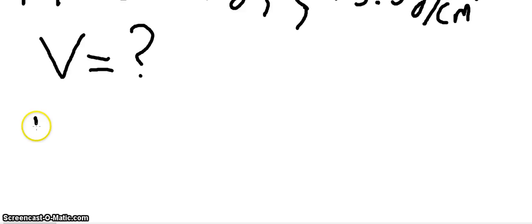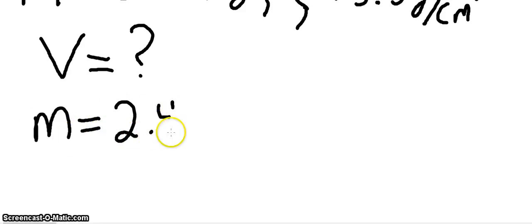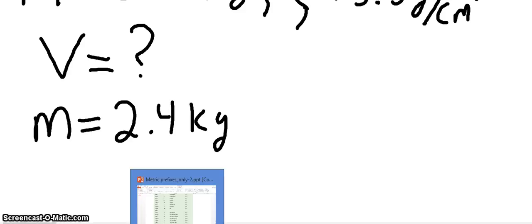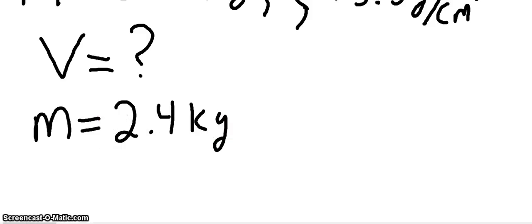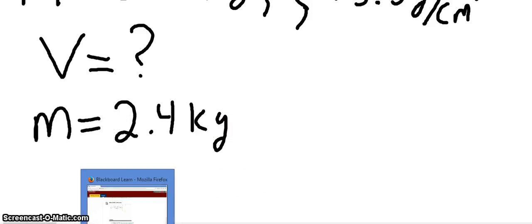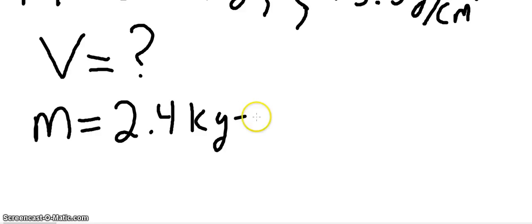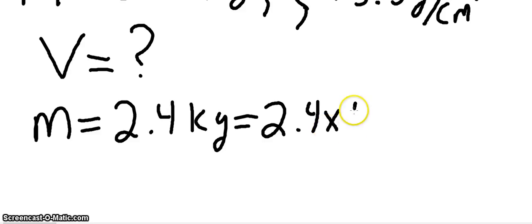Let's do that right here. Our mass is equal to 2.4 kilograms. We're going to do the same thing that we've done in a previous video. Kilo literally means times 10 to the third. So we're just going to replace the k with times 10 to the third. So this is 2.4 times 10 to the third grams.